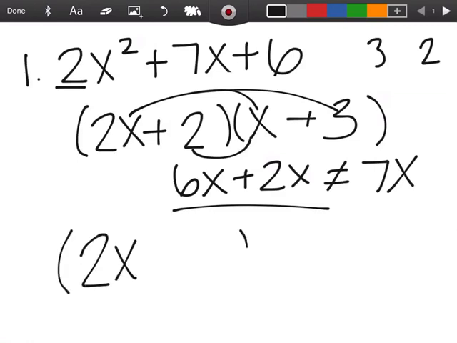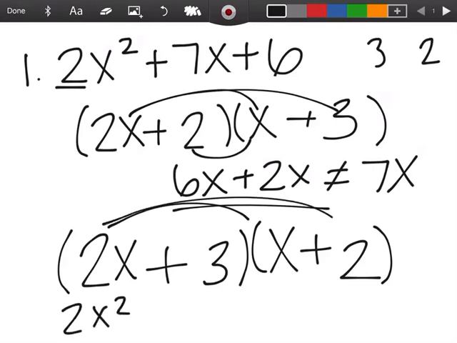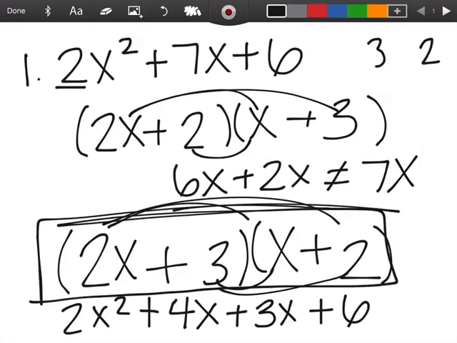So what if I put the 3 here and the 2 here? Multiply to be 6. So, let's figure it out. First times first is 2x squared. Outer is 2x times 2, which is 4x. Inner is 3 times x, which is 3x. And then 2 times 3 is 6. So I've finally come up with the answer. So the answer is 2x plus 3 and x plus 2.